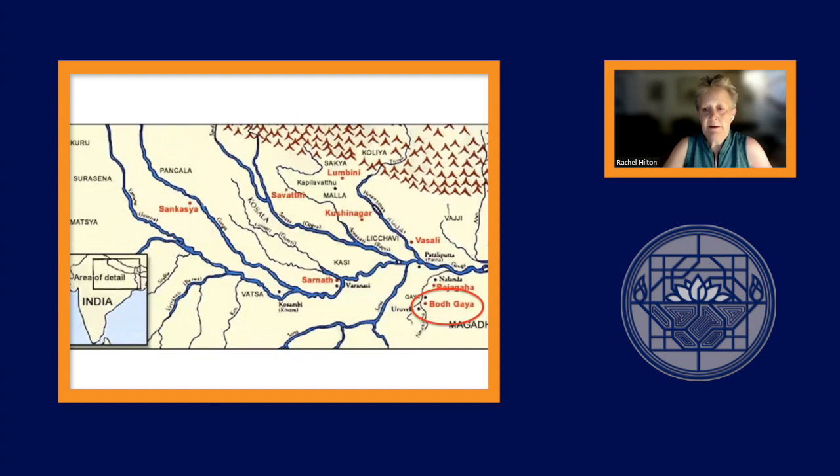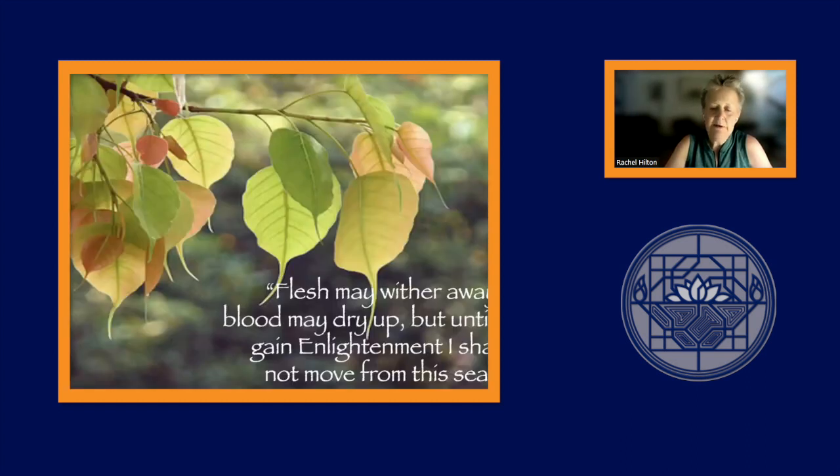And it's said that he sat down under what was called the Bodhi tree. It's a type of fig tree in a place called Bodh Gaya. He found the Bodhi tree, this fig tree, and he sat down under it and he swore a solemn vow. He said, "Flesh may wither away, blood may dry up, but until I gain enlightenment, until I see into the true nature of things, I shall not move from this seat." So he sat down there with a fierce determination. He was going to stay there until he discovered what he was looking for, which was an end to suffering.